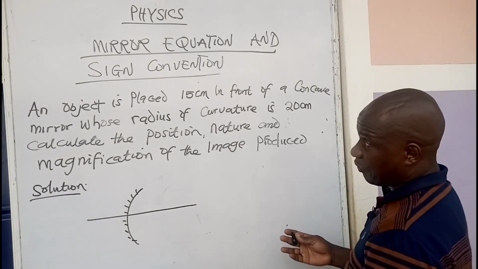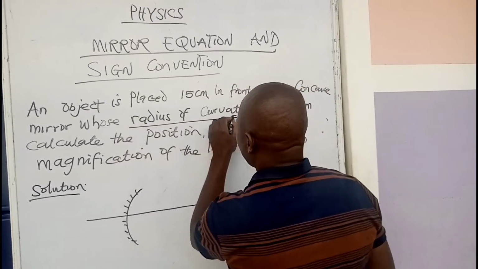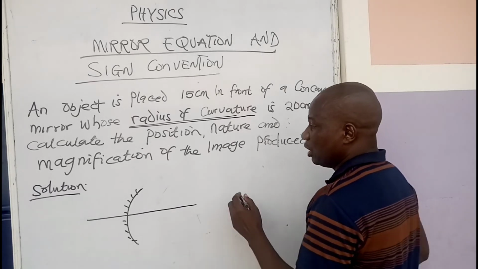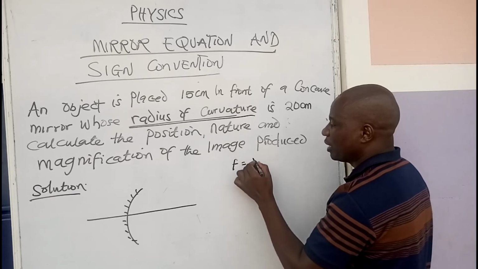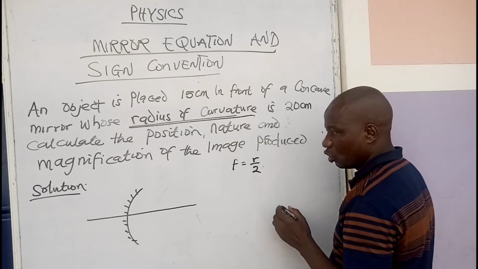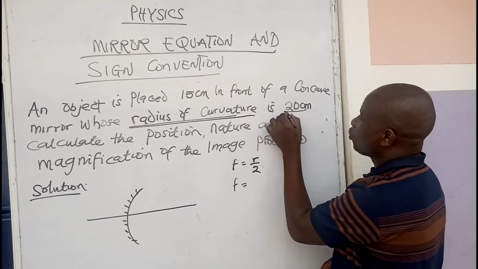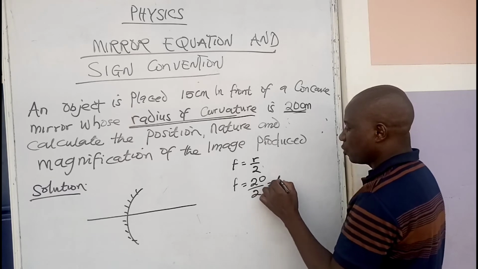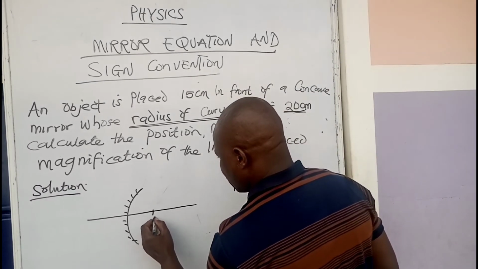Let me see my radius, my focal length. They did not give me focal length. Instead, what did they give me? They gave me the radius of curvature. And we know that our f is equal to radius of curvature divided by 2. What is our f? Our radius of curvature is 20. So I will say 20 all over 2, which is 10 centimeter. Very beautiful. So my focal length is 10 centimeter.